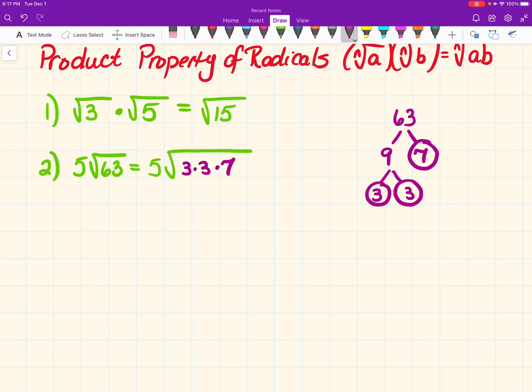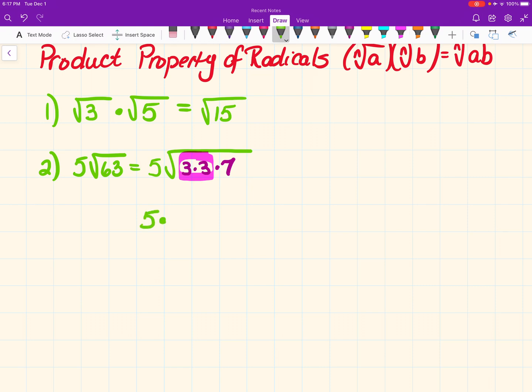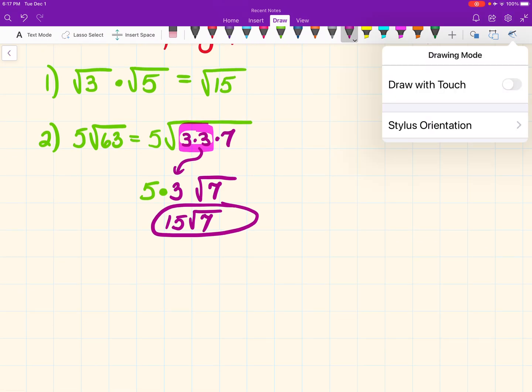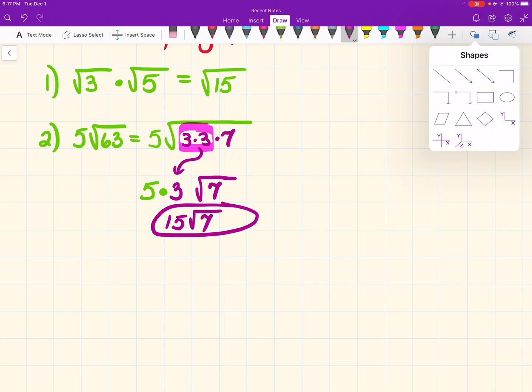Okay, so now once I've done that, I can see that there is a jailbreak that can occur here. The 3's can group together, come out. Remember, something horrible happens. They don't all make it. But what is happening is 5 is multiplied by whatever comes out. So in this case, a 3 comes out. 7 is left behind. 7 doesn't have a partner, and so it has to stay inside the radical. And so my final answer here would be 15 root 7. So that's what you do when you have something on the outside of the radical.